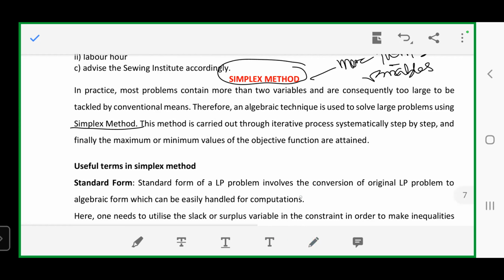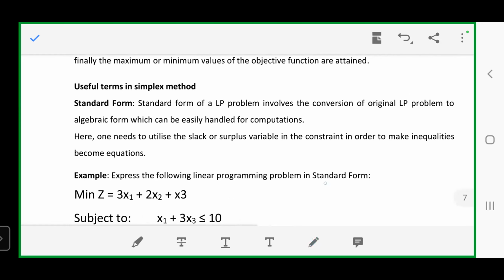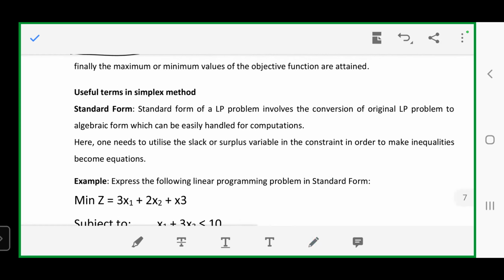All right, the various terms that we'll be using under the simplex method include, one, standard form. Most of what we use, we usually express in a standard form. But the standard form that we have here is just the similarity between what we did yesterday and this.